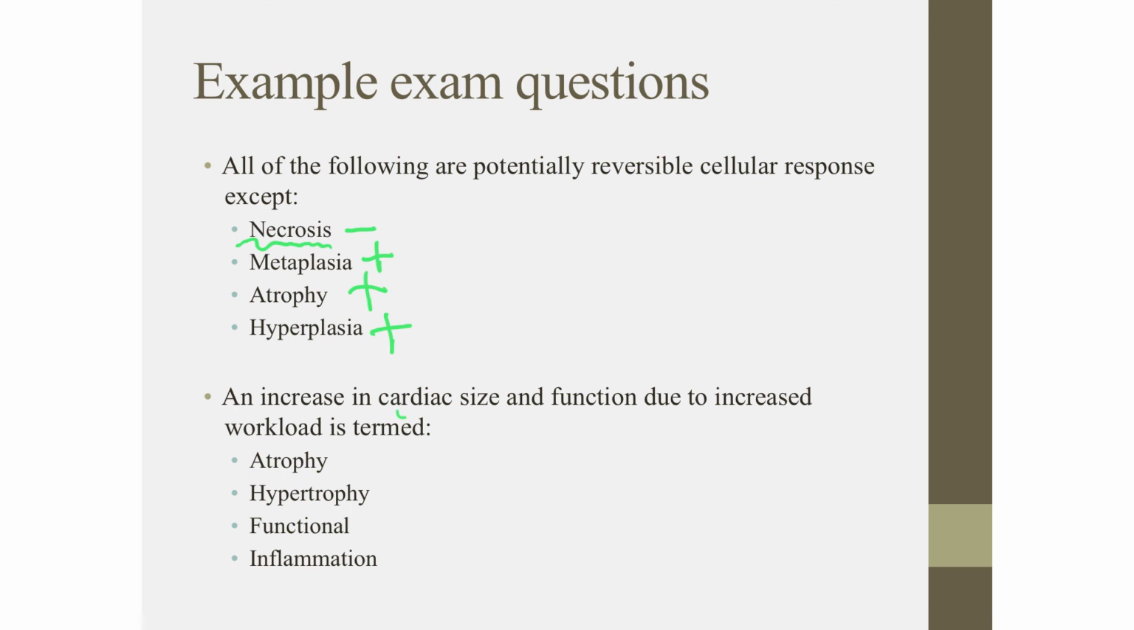All right, increase in cardiac size and function. So bigger means more function, more capability of function due to increased workload. This is pretty easy. Is it atrophy? Nah. Is it hypertrophy? So it wasn't lack of growth. Is it extensive or excessive growth? That sounds pretty good. Is it functional? So a functional increase in size? I don't think we said anything about that in this lecture. No. If the heart gets bigger and it's functioning more, is it inflamed? No, that doesn't sound right. So hypertrophy is a good answer, and it is the correct answer.